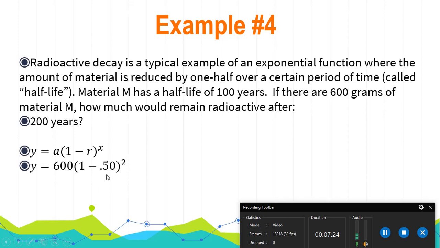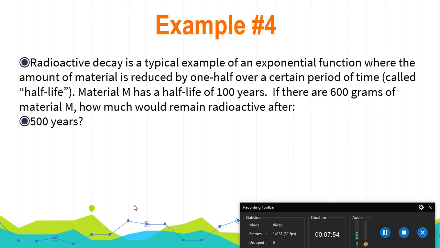So we're subtracting off half of the amount. And after 2 cycles, we should have about 150 grams of material M. Let's solve this same problem, but change it for a 300-year cycle, which is really 3 cycles. So how much will be left after 300 years? Really, we're just changing the exponent, and we're down to 75 grams.